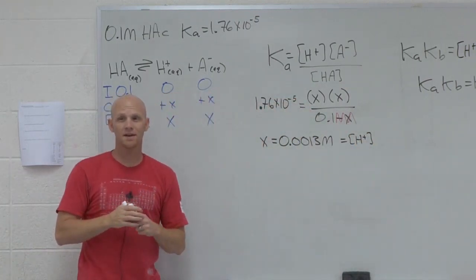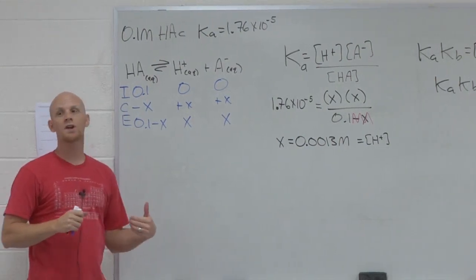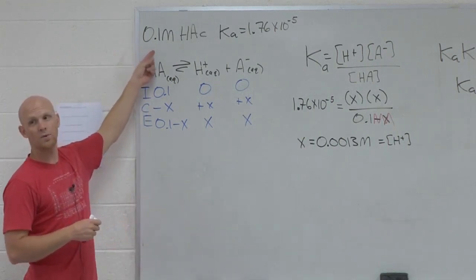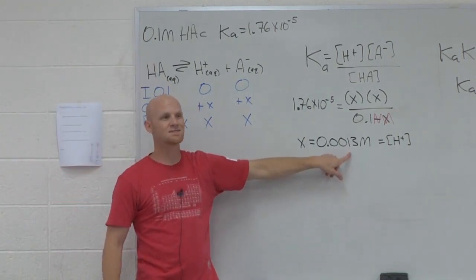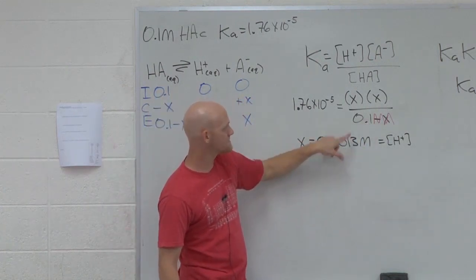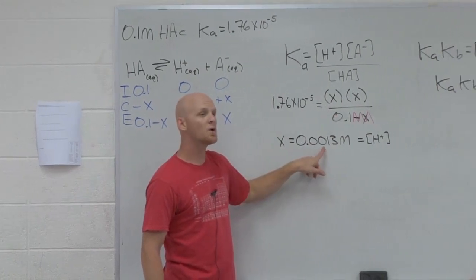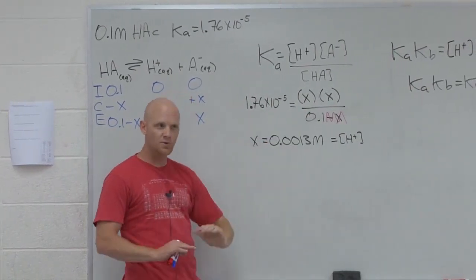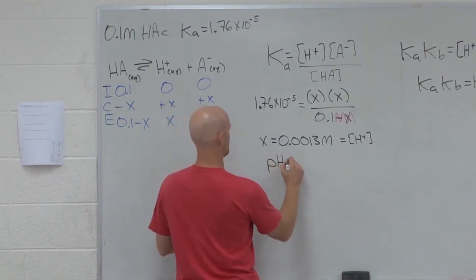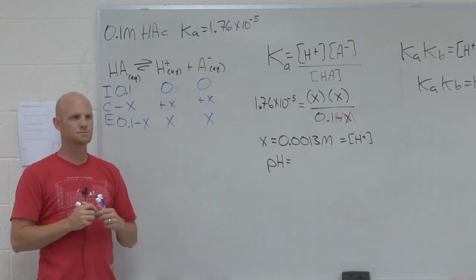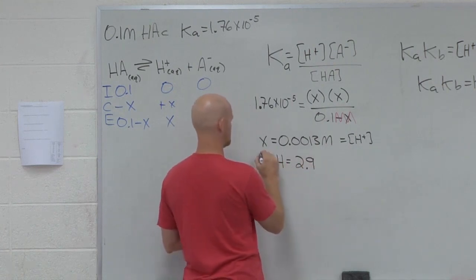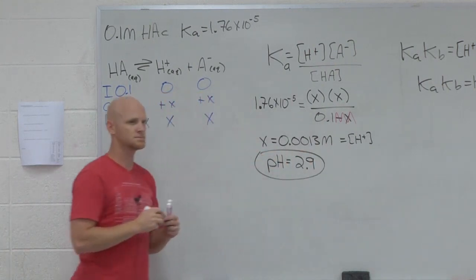So this also equals H plus. Now, if you recall from the beginning, we already said we knew what the H plus would not equal. From the very get-go, we said H plus wasn't going to equal 0.1. We knew it would be less, and we just verified that it's less. In fact, if you divide this by this and multiply by 100, you'll find out it's only 1.3% of 0.1. It's less than 5%. Great assumption. And if we take the negative log, what's the pH? Awesome.